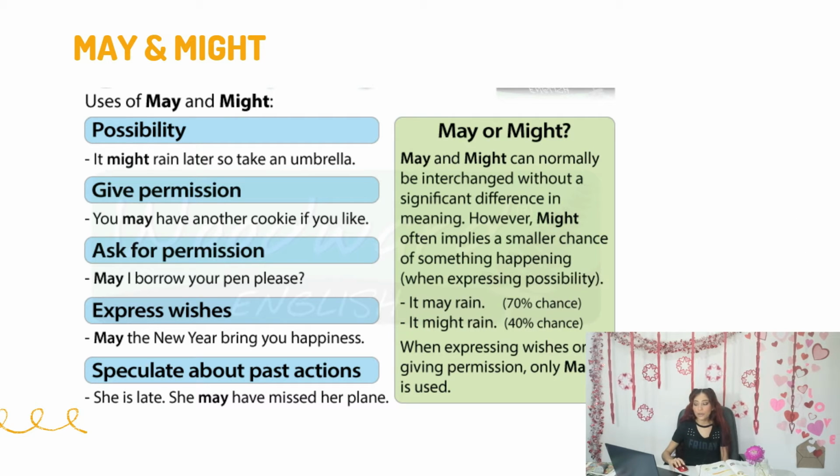If you are not that sure, we use might, okay? So, when expressing wishes or giving permission, we only use may, okay? For example, I was telling you, may I go to the bathroom? This is asking for permission. I will answer to you, you might go to the bathroom, and that's it, okay? So, please copy the important part of it. This is super important to have it in your notebook so you know the difference of these two.